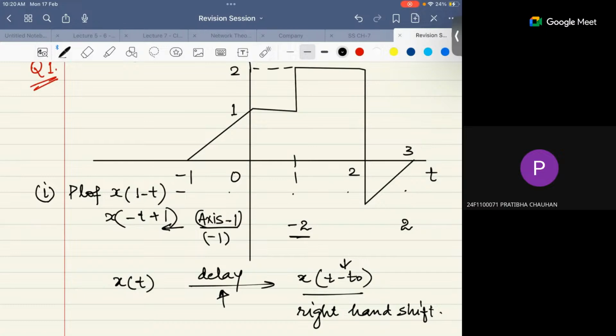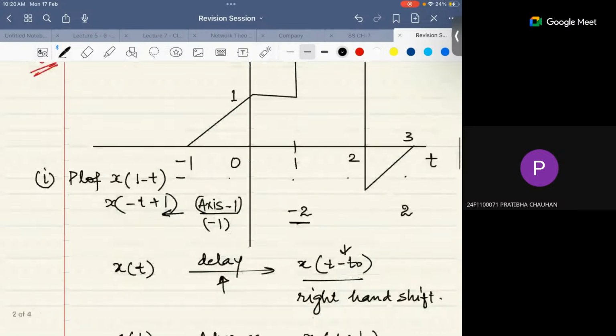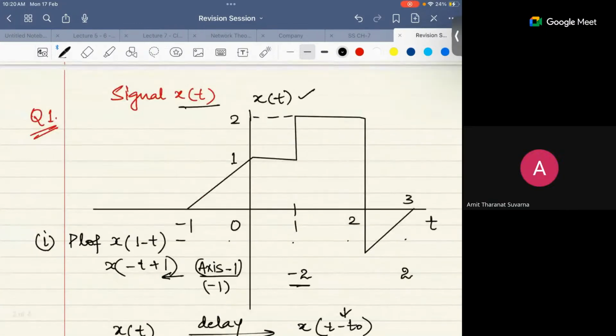Is it clear to everyone, or should I plot this? Is it clear, or plot it? Sir, for reference. Okay, let's plot it.